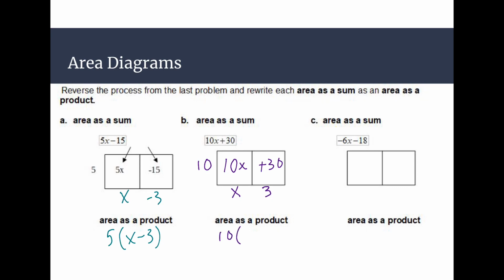So my area as a product, 10 times x plus 3. And really all we're doing here is taking out that greatest common factor. All right, just go ahead and pause the video, try this last one on your own.